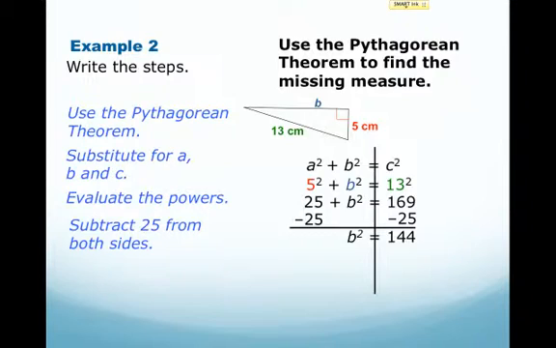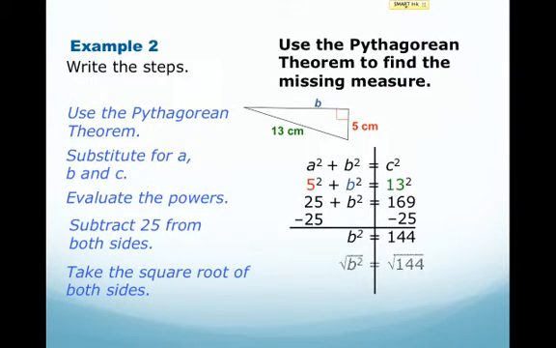Again, I'm trying to get b, so I have to undo the squaring. The inverse operation of squaring is square rooting. So I'm going to have to square root both sides, and that'll get me the square root of b squared equals the square root of 144. So the square root of b squared is b, and the square root of 144 is 12, because 12 times 12 is 144. So my answer is going to be b equals 12 centimeters. The missing leg is 12 centimeters long. Don't forget your units.